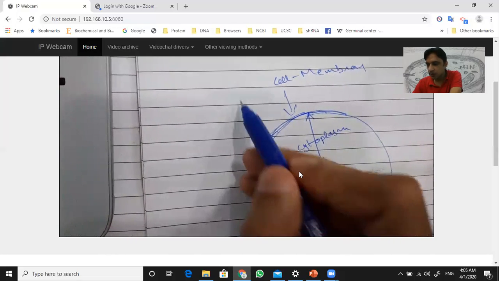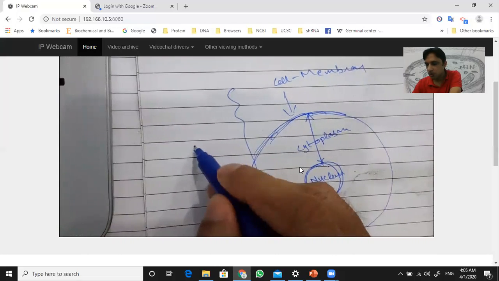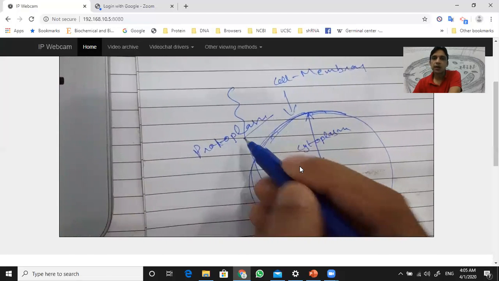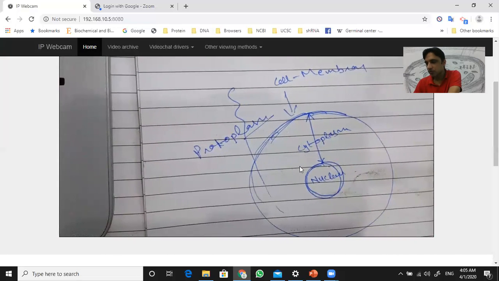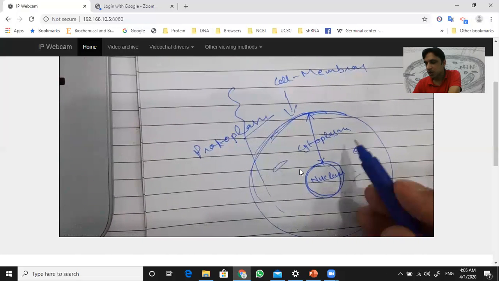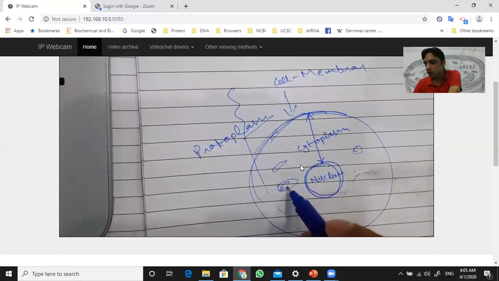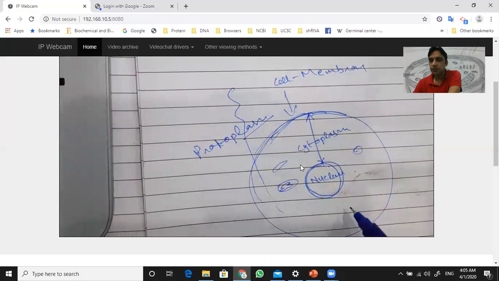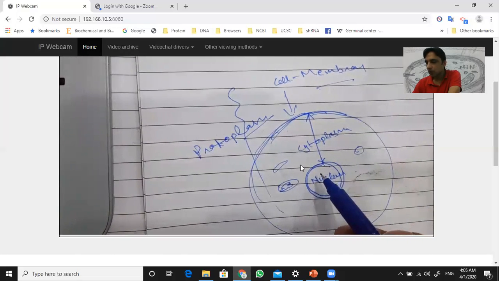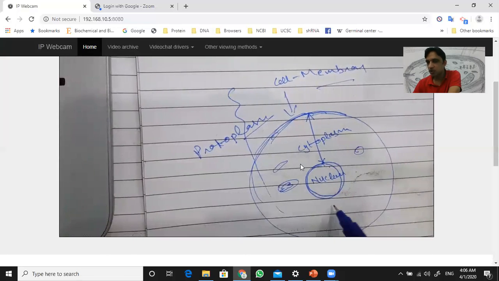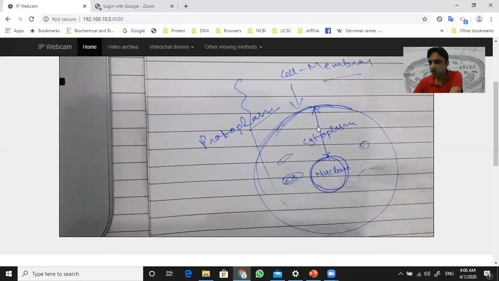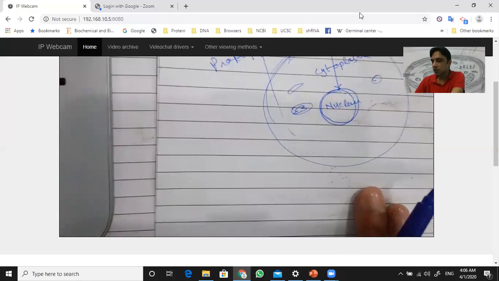And together, these things make protoplasm. Protoplasm is like the living matter. All the organelles and components of the cells are present within the cytoplasm. So we will be studying about the cell membrane, and then about the cytoplasm and the components present in the cytoplasm, and then we will be studying about the nucleus. We'll see their structures as well as their functions.